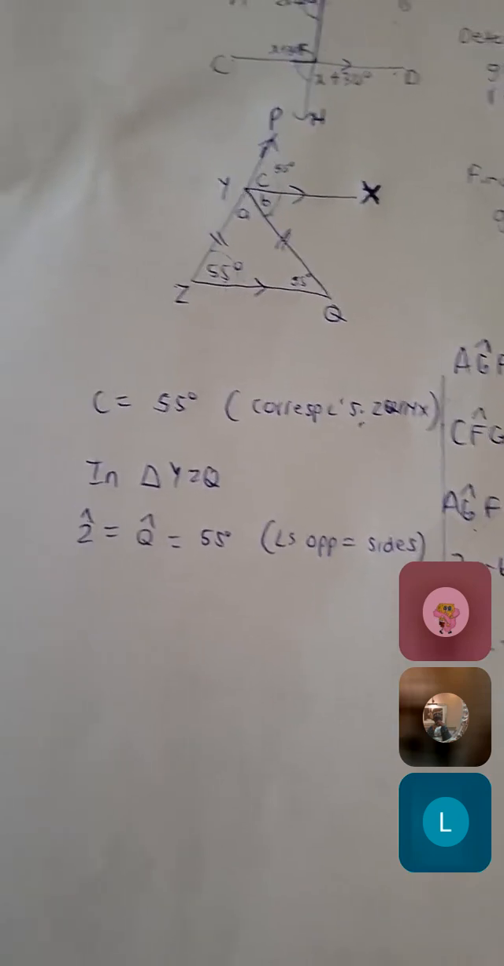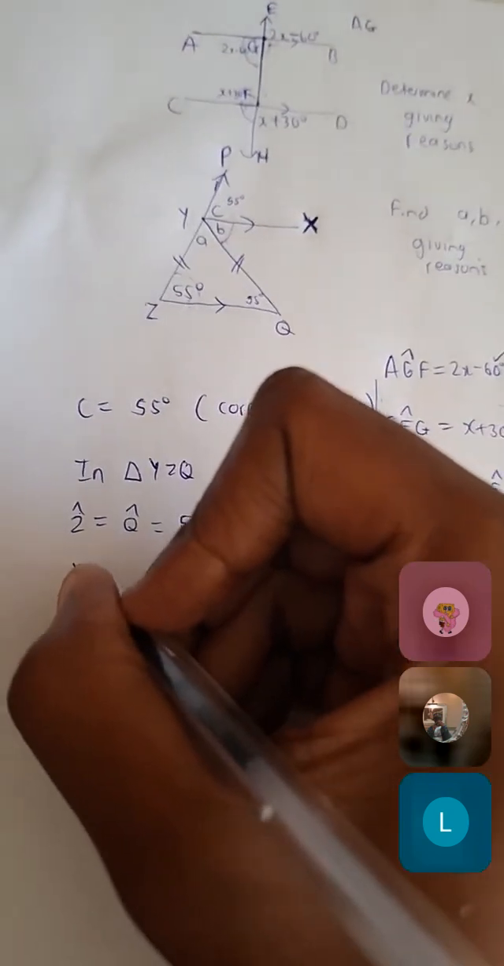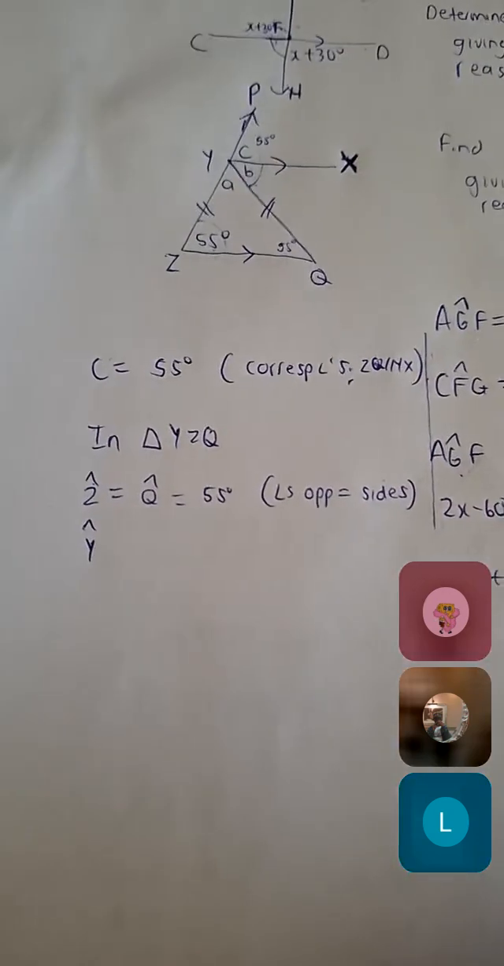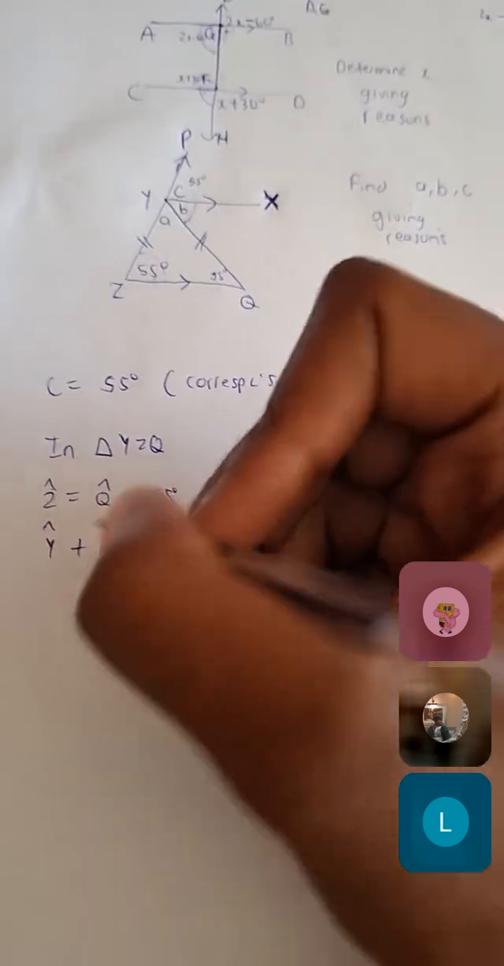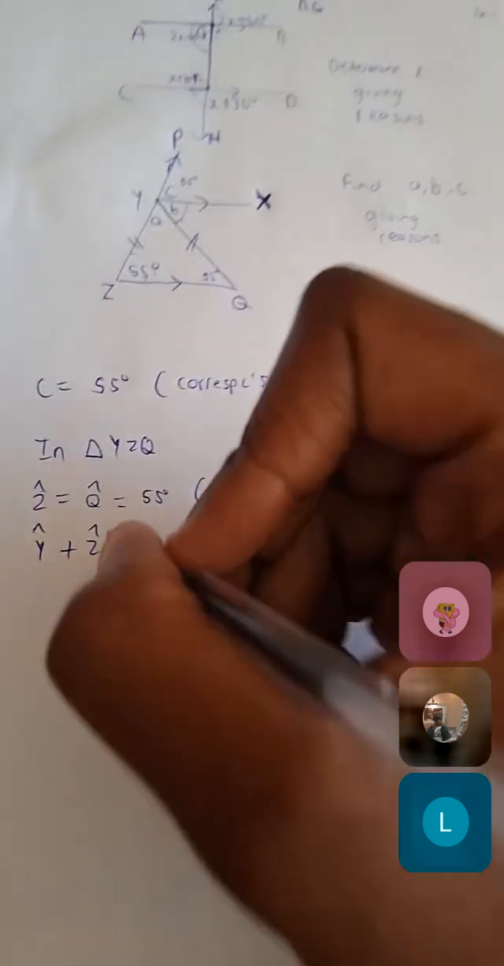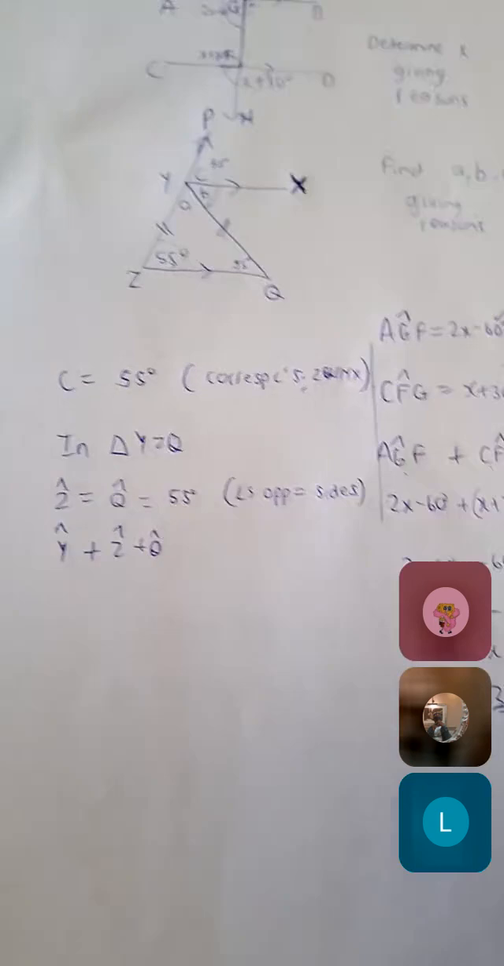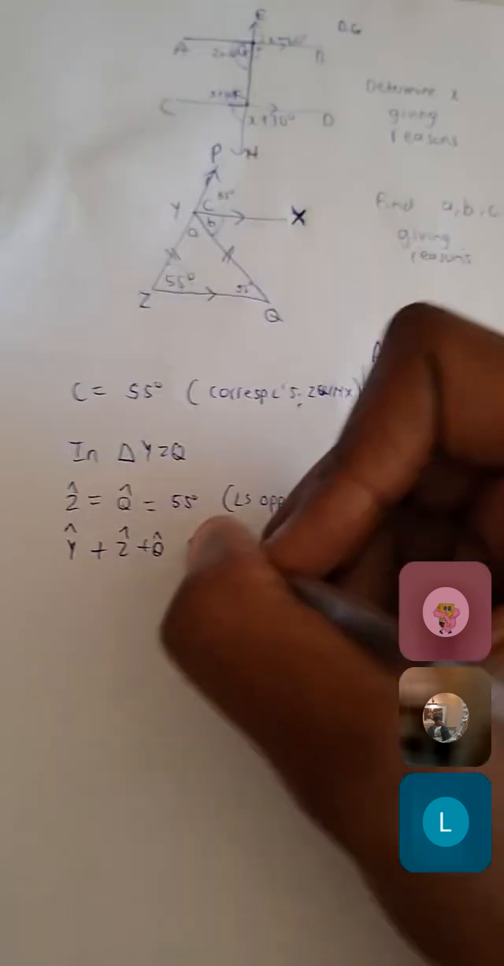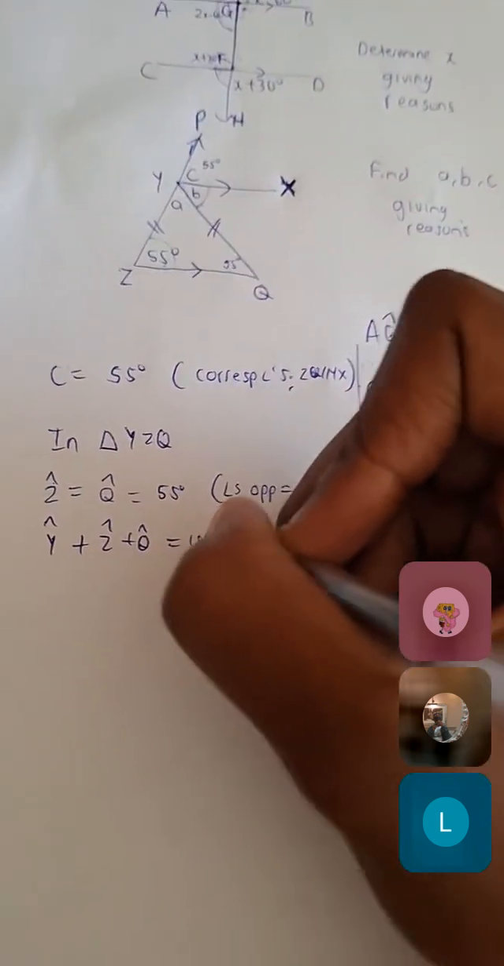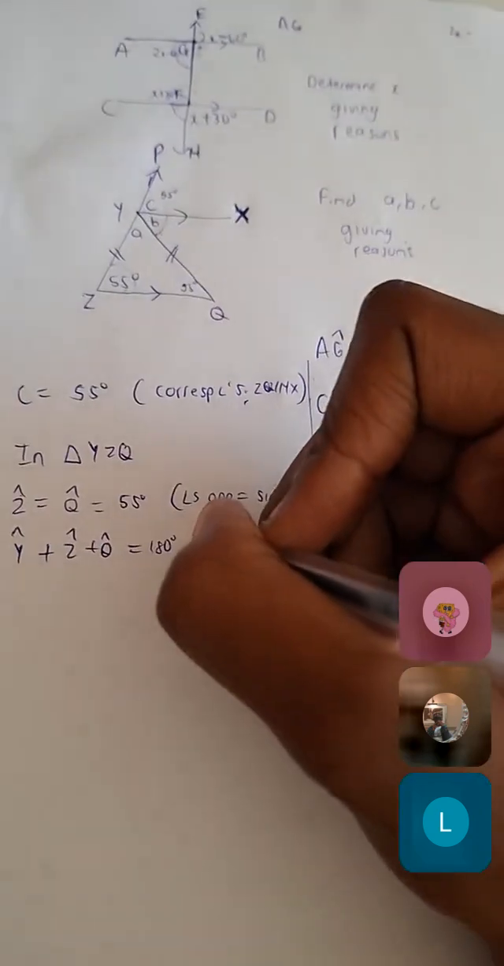I said angle Y plus angle Z plus angle Q is equal to 180 degrees, angles in a triangle.